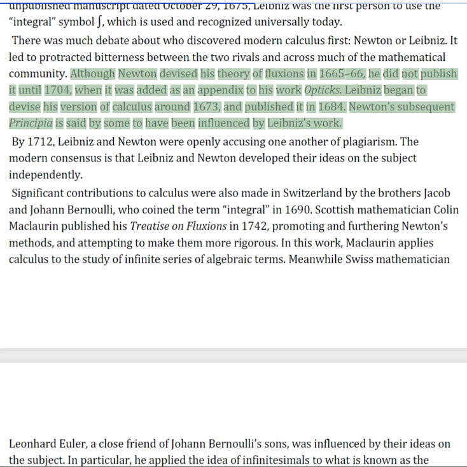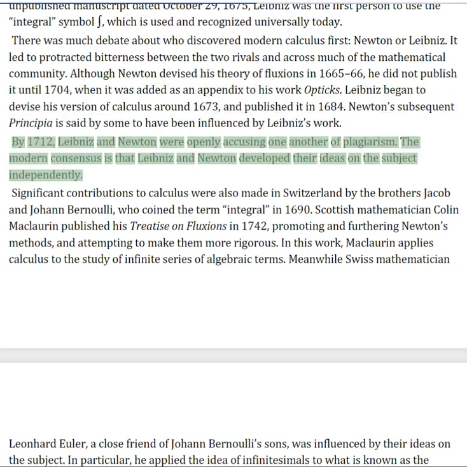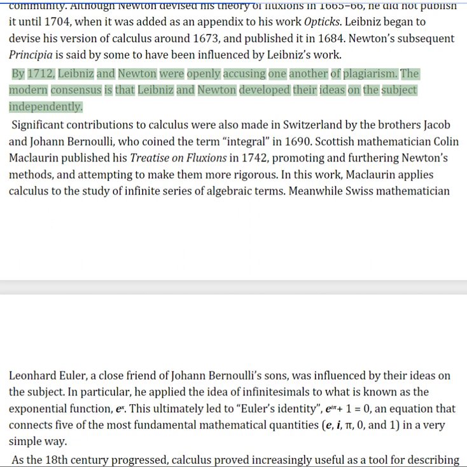Leibniz began to devise his version of calculus around 1673, and published it in 1684. Newton's subsequent Principia is said by some to have been influenced by Leibniz's work. By 1712, Leibniz and Newton were openly accusing one another of plagiarism. The modern consensus is that Leibniz and Newton developed their ideas on the subject independently.